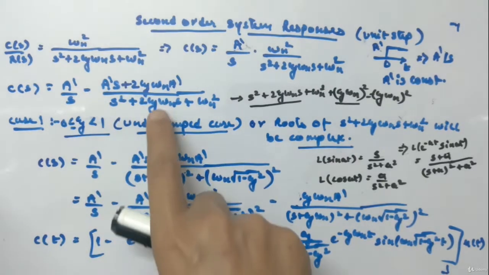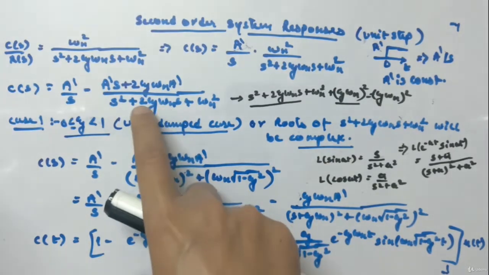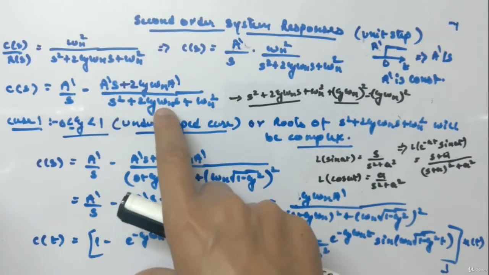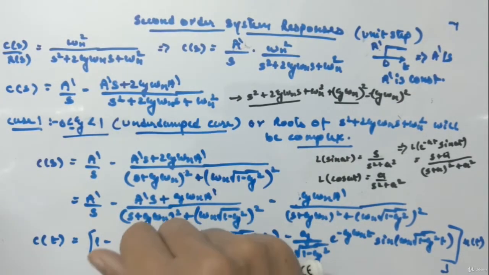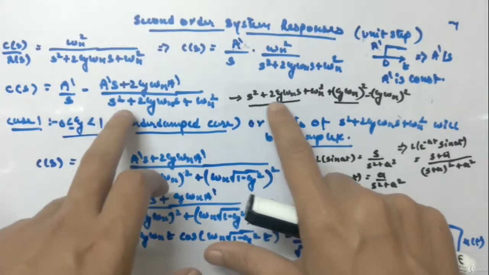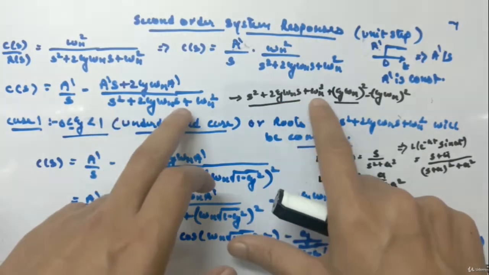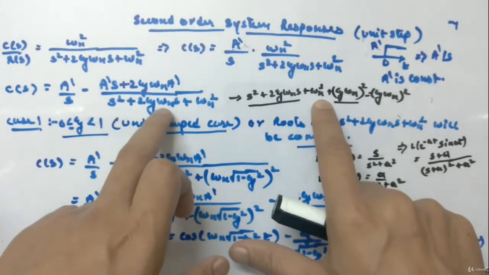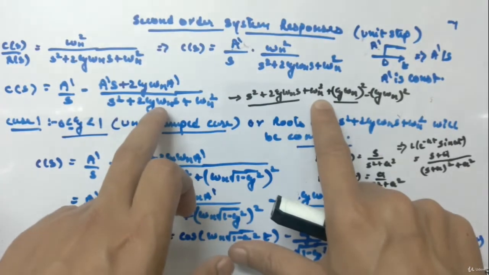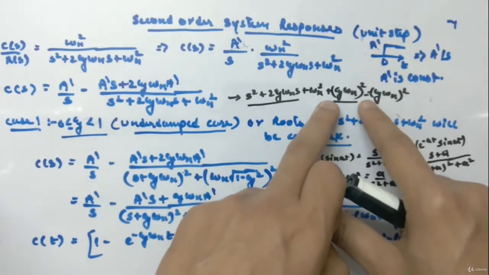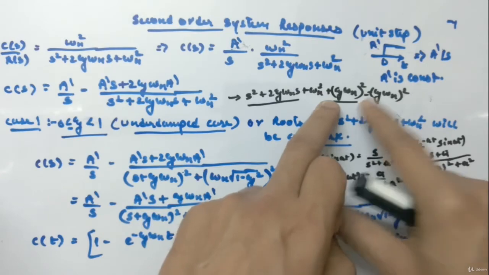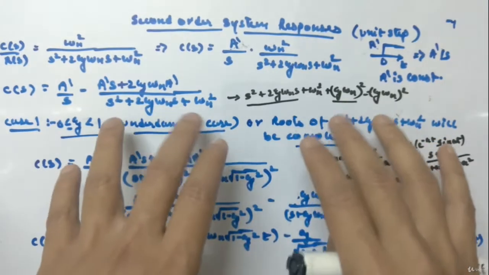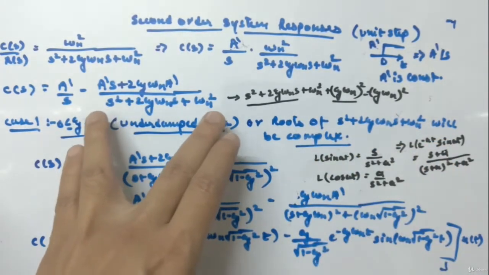How are you going to make it? Take the coefficient of s, divide it by 2, add the square of that term and subtract the square of that term. So the rest of the terms are as they are: s square plus 2 zeta omega n s plus omega n square. I took the coefficient of s, 2 zeta omega n, divided it by 2, that is zeta omega n. I added the square of zeta omega n and subtracted the square of zeta omega n. That's how you make an equation a perfect square in general.